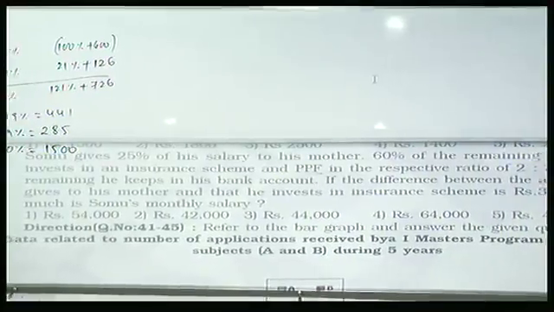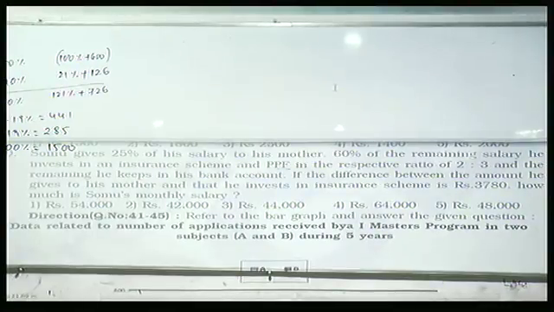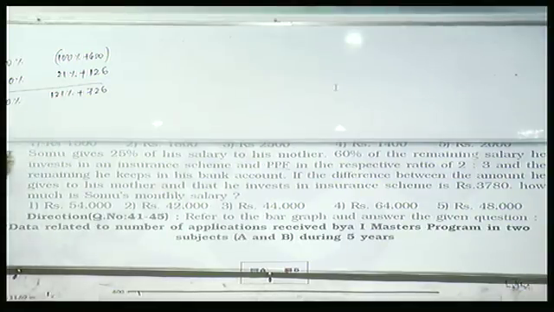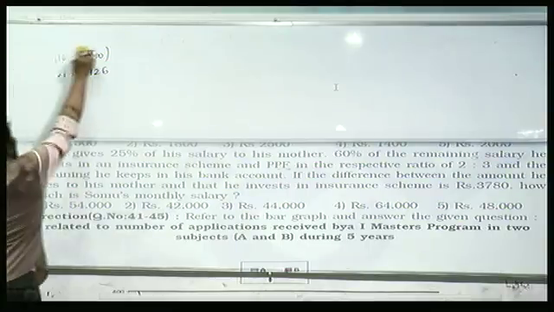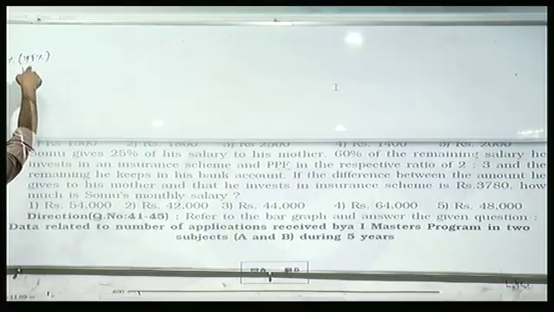Next, 48. Somu gives 25% of his salary to his mother. 60% of the remaining salary he invests in insurance scheme and PPF in the respective ratio 2:3. 25% is given to her mother. Remaining is 75%. Out of 75% remaining, 60% he is investing in insurance and then PPF. So first of all we need to calculate 60% of 75% because this is the remaining value. Or you can calculate 75% of 60 also. How much is that? 45%.